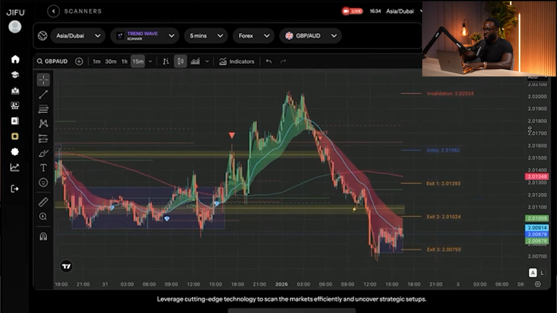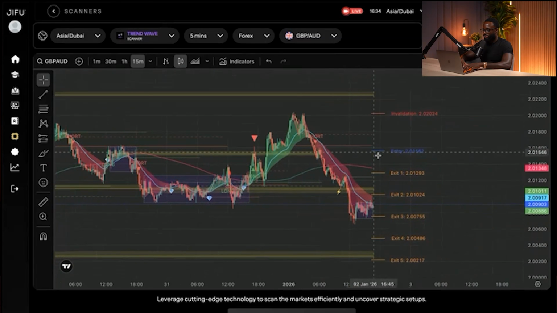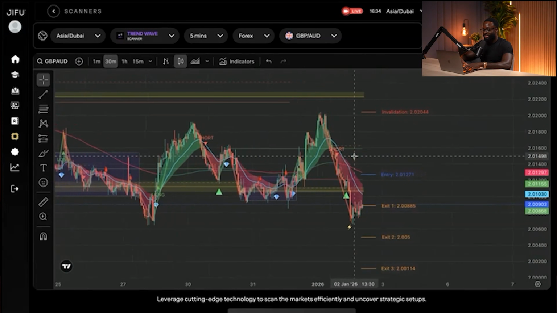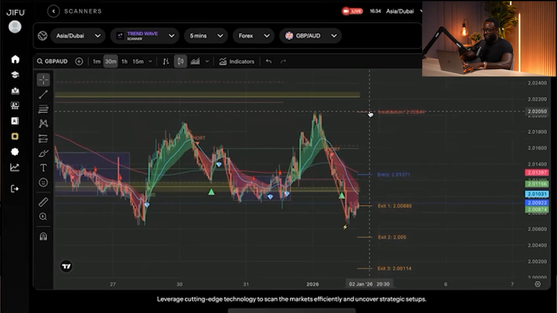So let's look at what trend wave is showing us. On the 15-minute time frame, we do have a sell, but again, it's not between the entry and stop loss. It's actually gone to hit one of our exits, so that trade is unavailable. On a 30-minute, it's got a bit closer. It's gone into profit. It's hit exit 1. Again, this is not a valid trade because it needs to be between our entry and our invalidation.